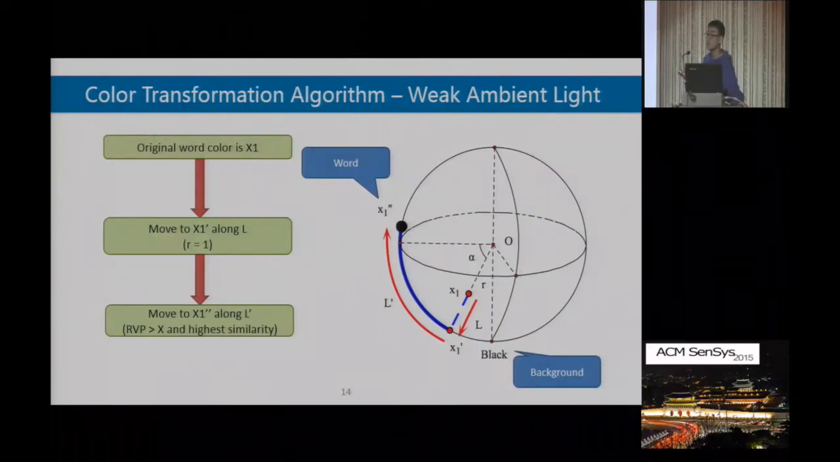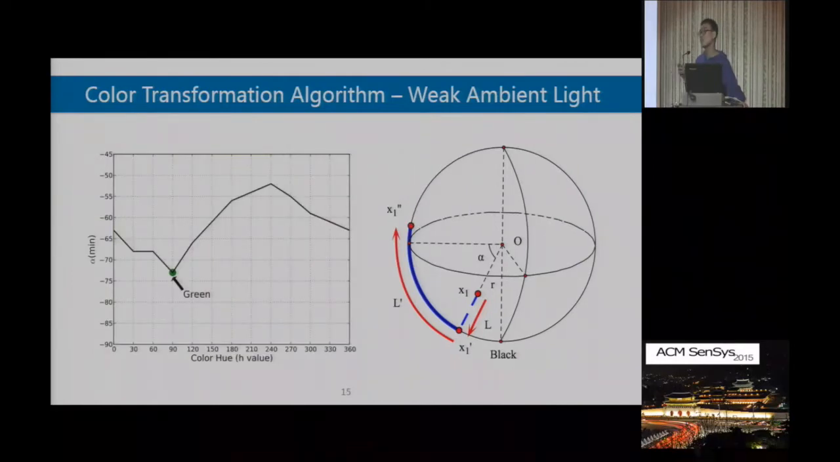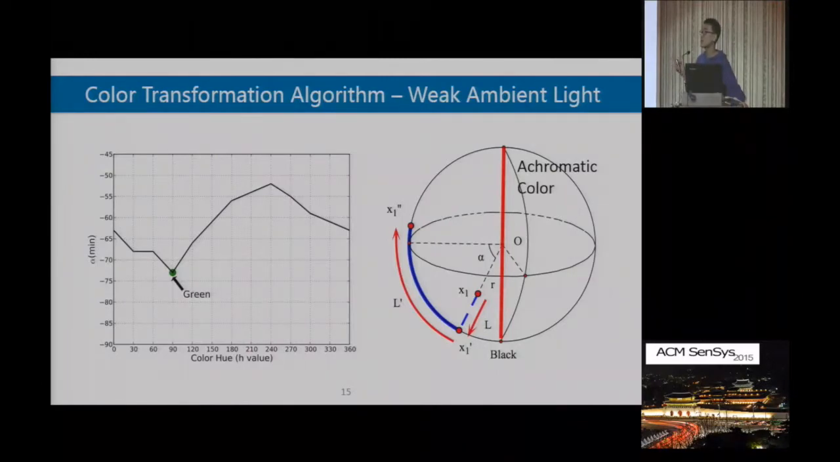And here is a problem too, because this color is regular, so we can move it here and then here. But there is a type of color called achromatic color, which means it doesn't belong to any color hue. It's on the achromatic axis. When we move it along L, we will get to black. Then, because black doesn't belong to any color hue, we can move it into any direction.